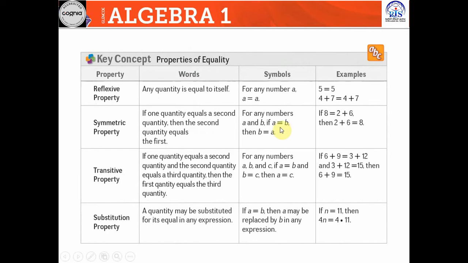Symmetric property means I can change between the left side and the right side. Like here you see A equals B, B equals A. For example, if you say X equals 5 or 5 equals X, you change between the left side and right side. This property is called the symmetric property.